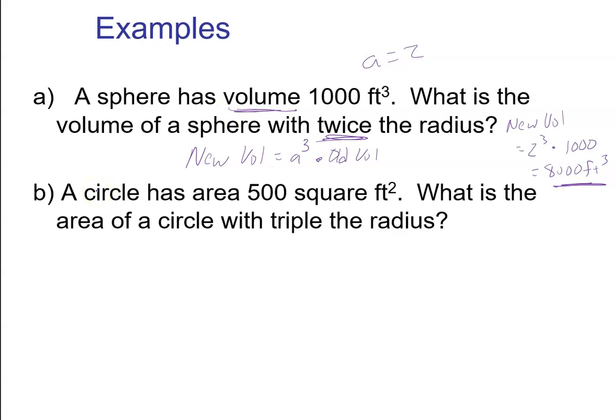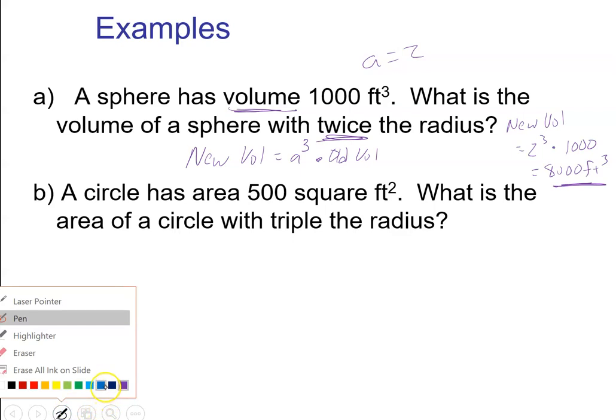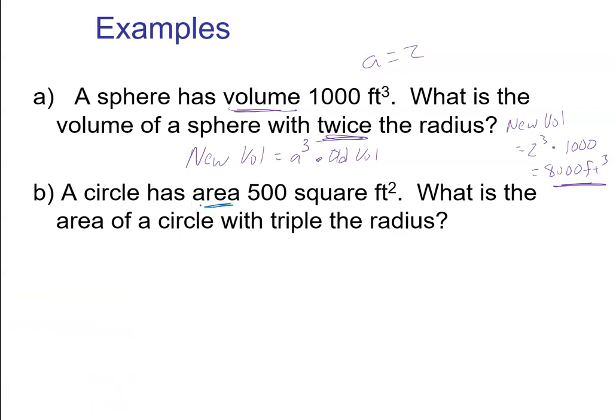A circle, for our next example, has an area of 500 square feet. So now we're switching gears and talking about area. What is the area of a circle with triple the radius? Again, this is telling you the scale factor is 3. So the new area is A squared times the old area. Well, A is 3, so 3 squared. The old area is 500. So that gives you 4,500 feet squared.